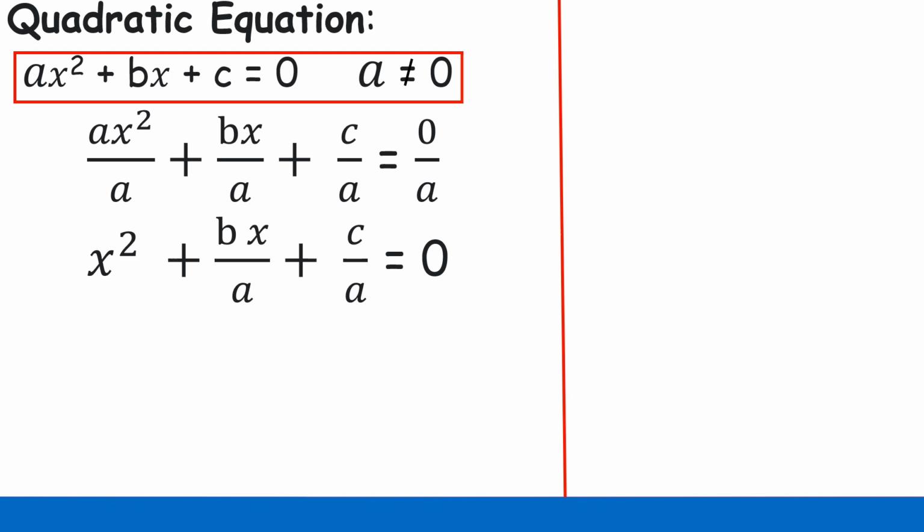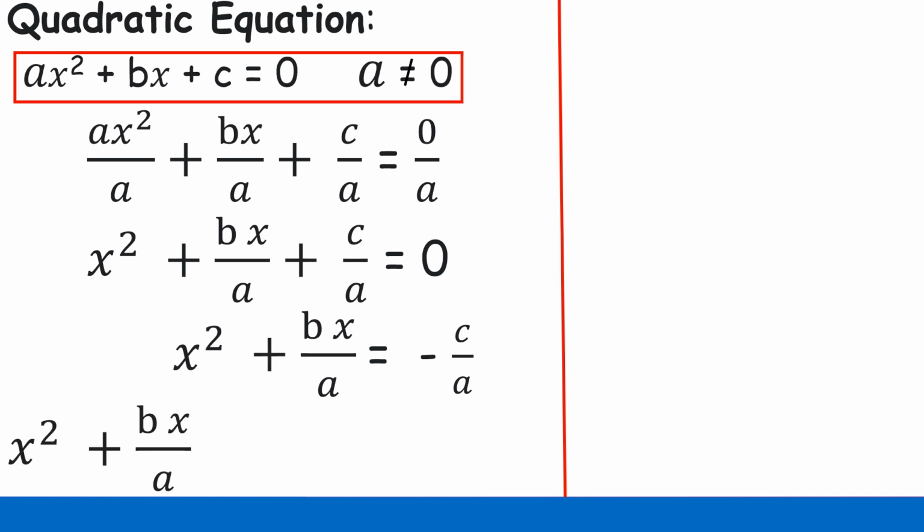Now, we will be taking the c over a to the right-hand side. Currently it is a positive value. The moment it crosses over the equality sign, it changes from a positive value to a negative value, as we'll be seeing in the expression below. So what we have is x squared plus bx all over a is equal to minus c over a, as we had anticipated.